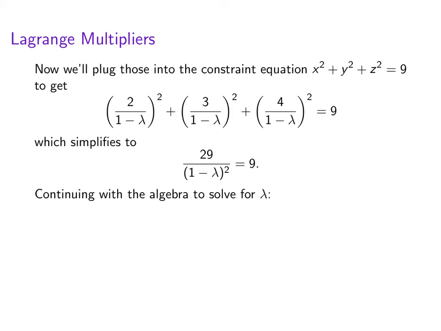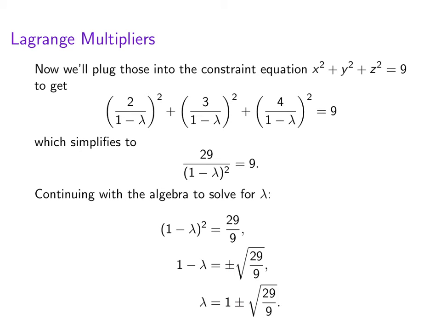Let's continue with our algebra. We want to solve for lambda. (1 minus lambda) squared is equal to 29 over 9. Then we can get rid of the square by taking a square root. Just have to make sure to introduce a plus or minus. So finally, we come up with an answer for lambda. Lambda is 1 plus or minus the square root of 29 over 9.